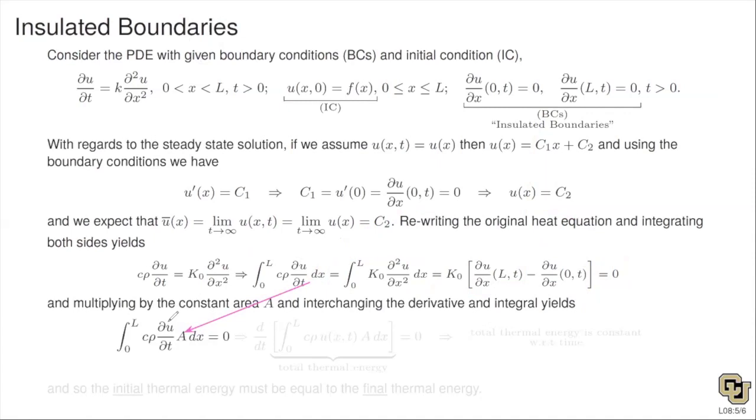And now pull out the derivative. Let's just say we can do that. There's a lot of analysis involved there. And so this integral on the left-hand side of our equation now looks like the integral for the total thermal energy. And so we know the integral is 0. So we know the rate of change of the total thermal energy with respect to time is 0.